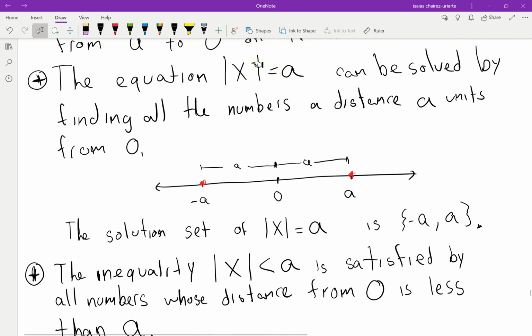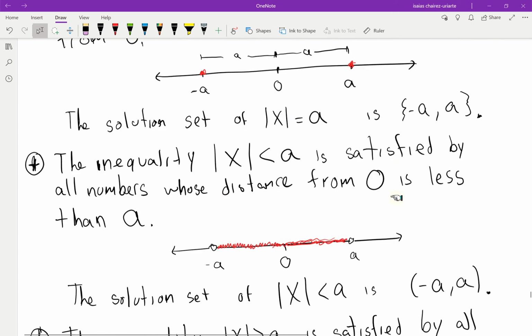What about this equation? The equation absolute value of x equals A can be solved by finding all of the numbers that are a distance A units from 0. So this equation is satisfied by all of the numbers that are a distance A from 0. And the numbers that are a distance A from 0 happen to be negative A over here and positive A. So the solution set to this equation is the values negative A and A. Why? Because both of them are a distance A from 0.